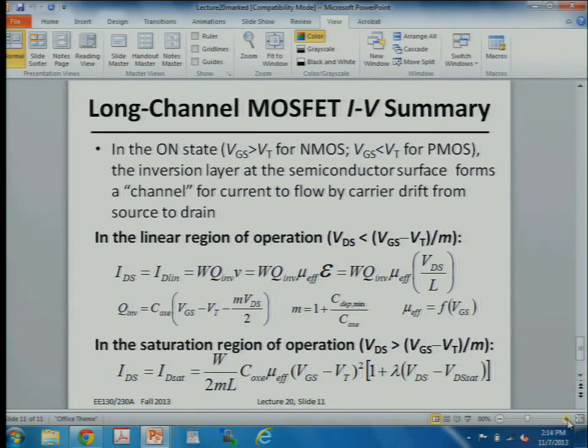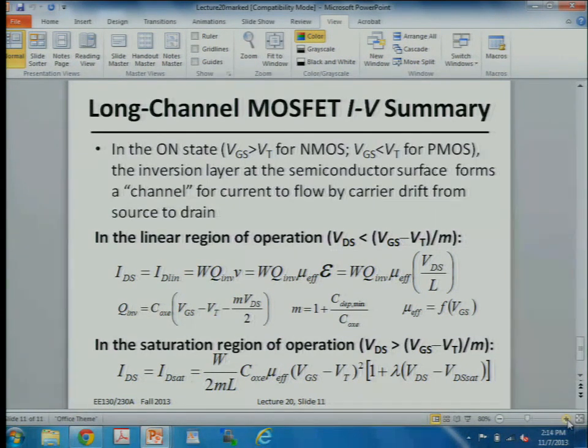All right. So in the linear regime, the drain to source voltage is smaller than VGS minus VT corrected for the effect of the body depletion charge. Okay, so in contrast, in the saturation regime, or region of operation, the drain to source voltage is greater than VGS minus VT, corrected again due to the body effect.